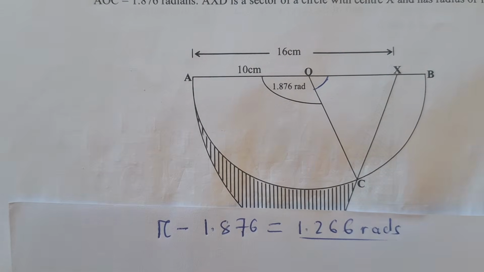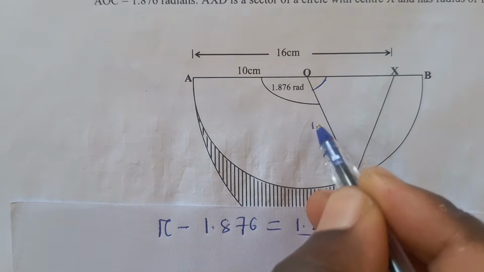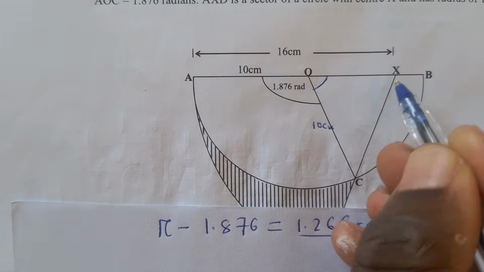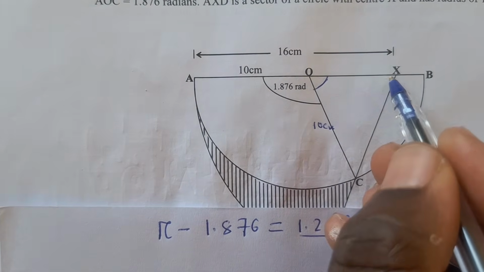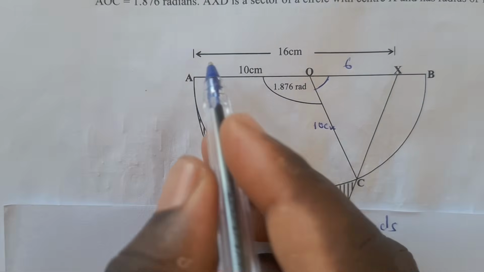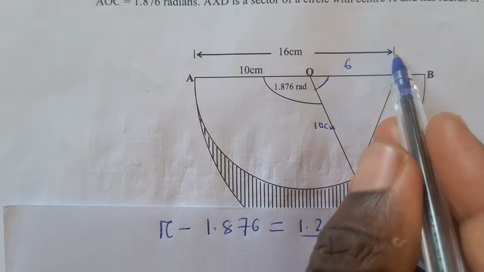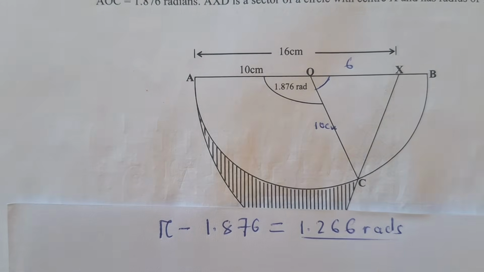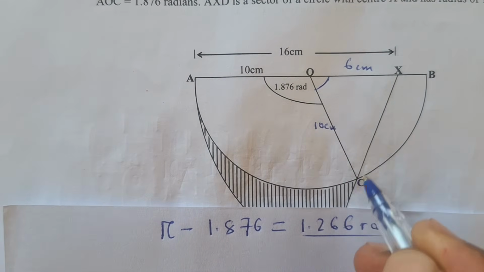After finding that, we know that this side is 10 centimeters, while this side of the triangle, remember I want to use this triangle, OX will be 6. Since I've been given 16 from here to here, I'll say 16 minus 10, I'll remain with OX, which is 6 centimeters.